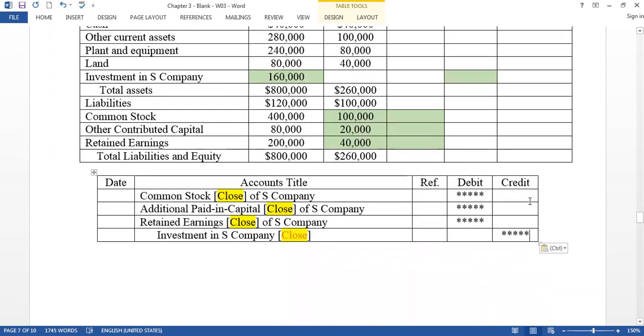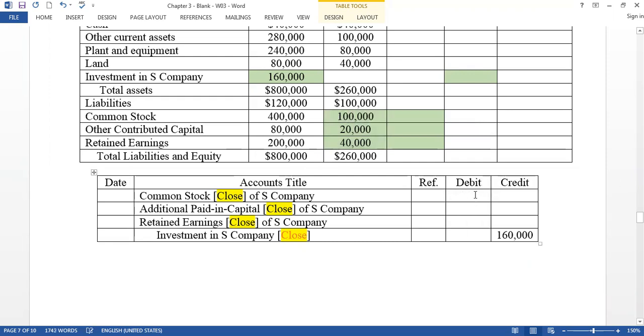We have to close this account. And why we have to close it, I already explained. If you cannot remember, go back to my previous class. So here investment in subsidiary is given as $160,000, we close it. Then we have to close common stock, additional paid-in capital of the subsidiary, and the retained earnings. So these three accounts we have to close.